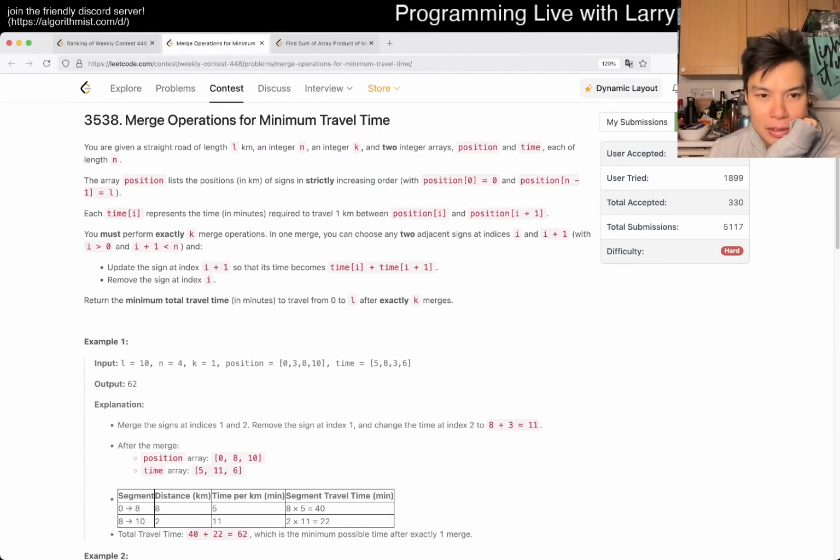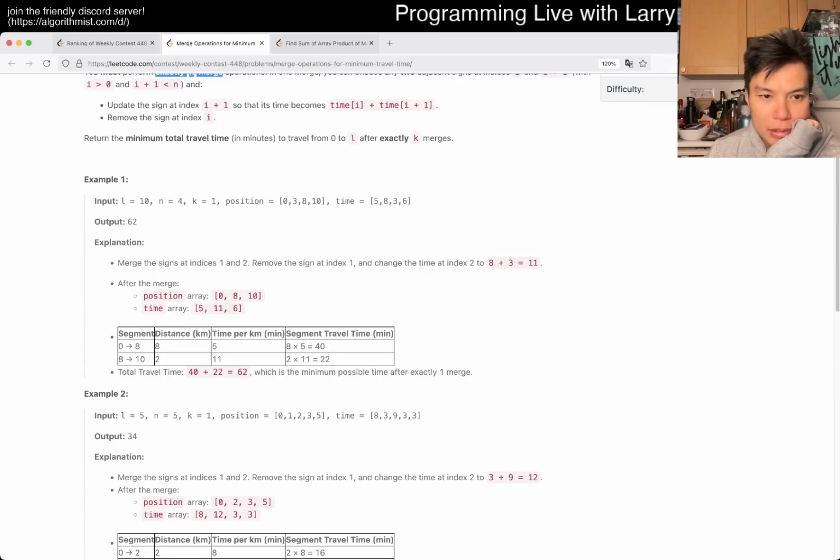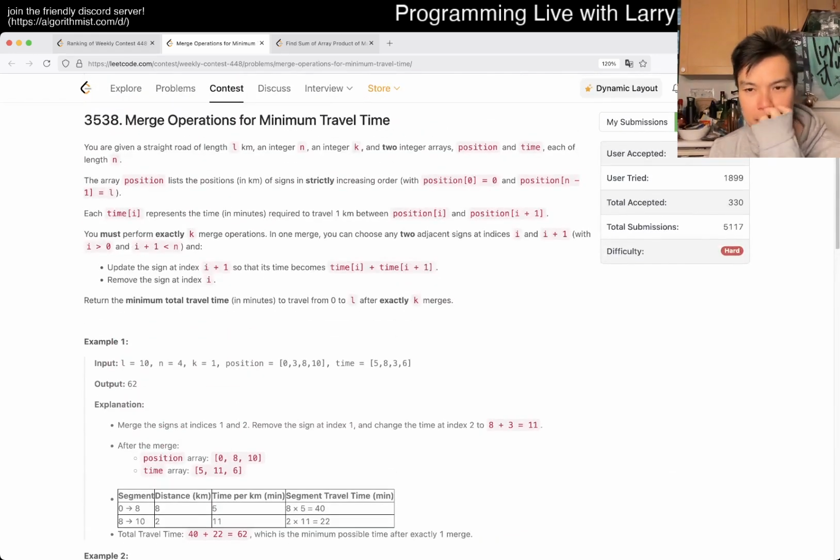Okay, so after exactly k merges. Okay, so here, position we have, after the merge. Okay, so if this, after the merge of 3 to 8, all the way 3 to 8, and then now the time is 11. Okay, is there, what is Q4? Okay, well.